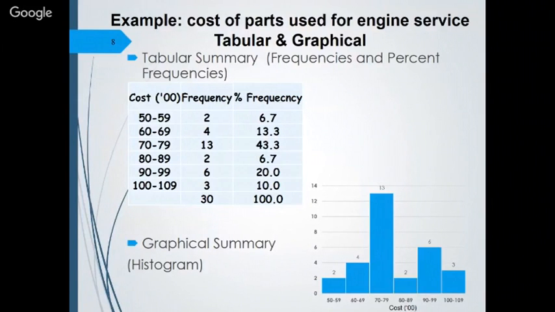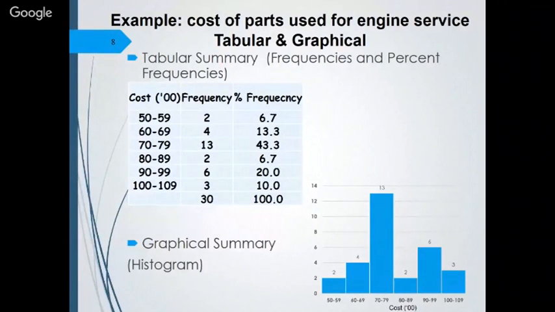So first frequency is 2. 2 divided by 30, we will get the percentage of frequency, that is 6.7. Like that, we can calculate the percentage of each frequency: 6.7, 13.3, 43.7, like that. It should add up to 100. So again, we can go through the percentage frequency. The highest number is 43.